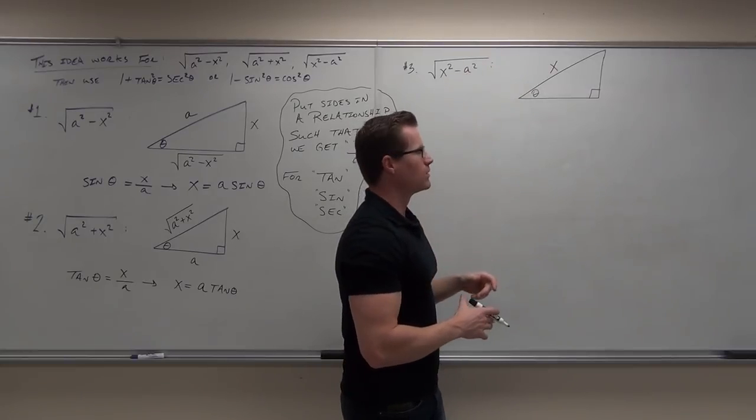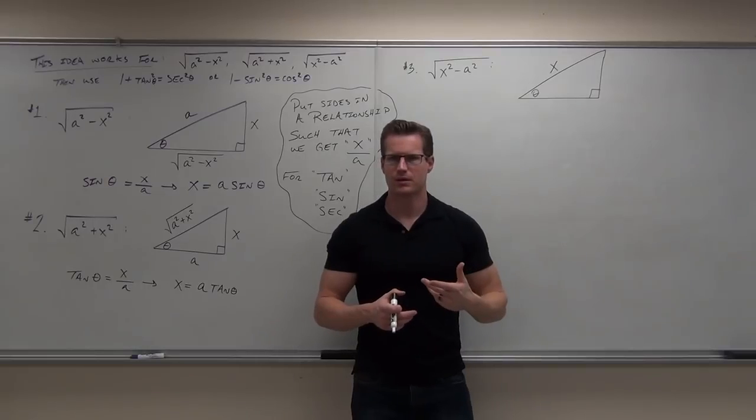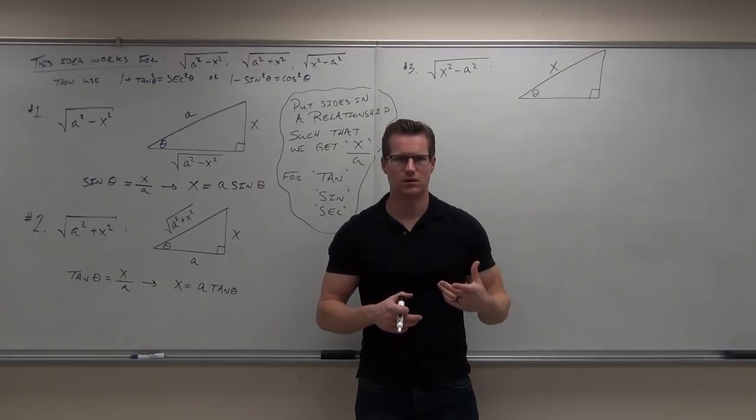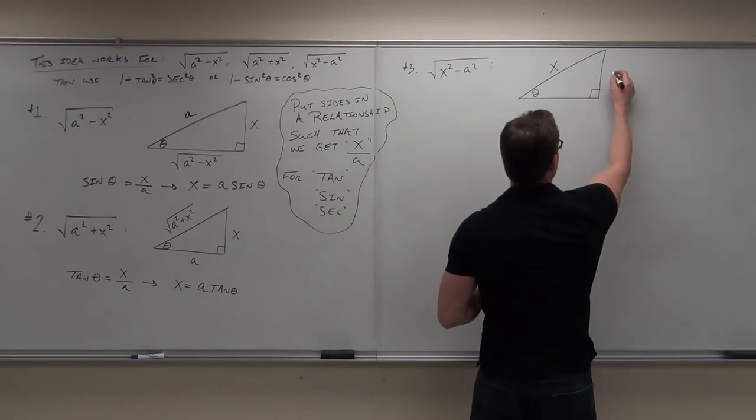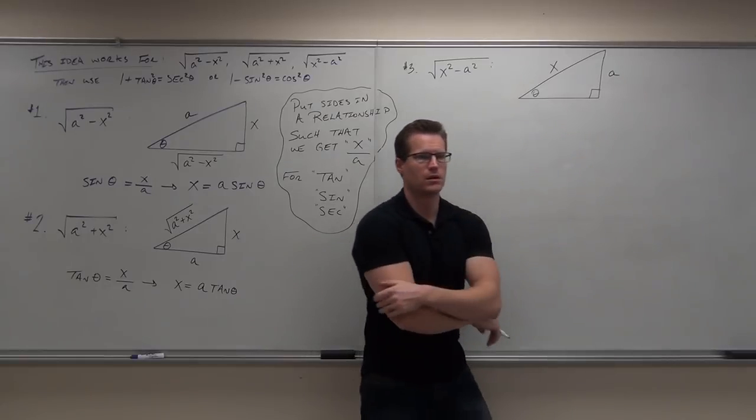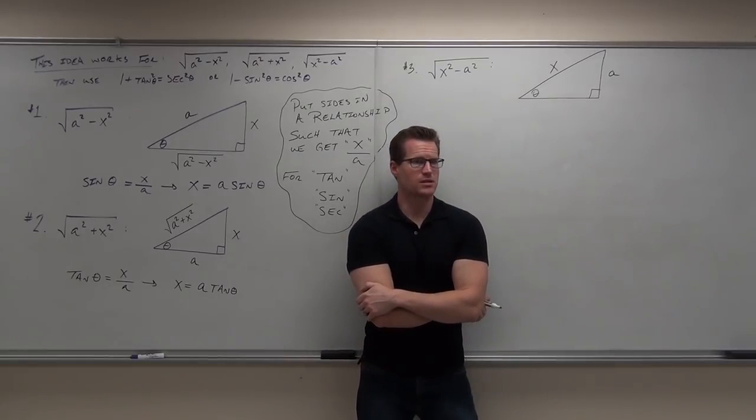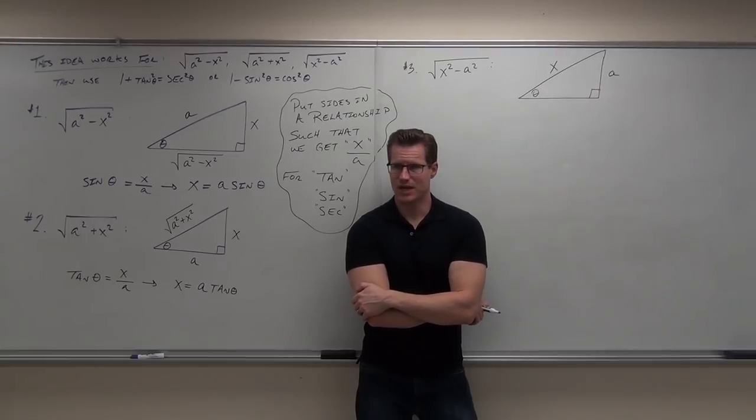Where does the a go in this triangle? Opposite over. Okay, let's try. If I do opposite, sine would give us a over x. Do I want that? No. I want x over a. And I can only use tangent, sine, and secant. So let's see which one of those would work. Would tangent give me x over a? Would sine give me x over a? Secant. Okay, so if that doesn't happen, what's it going to be?